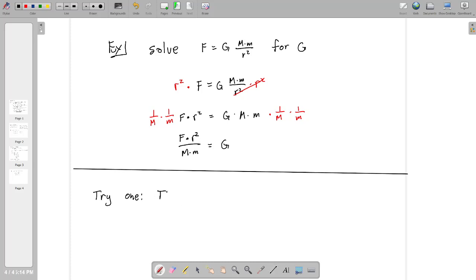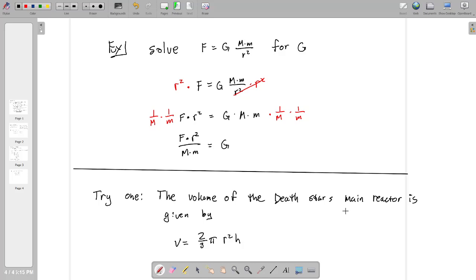Try one. The volume of the Death Star's main reactor is given by V equals 2/3 pi times r squared times h. Solve for h.